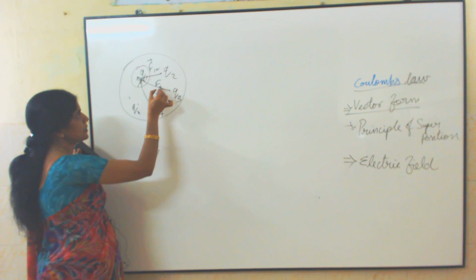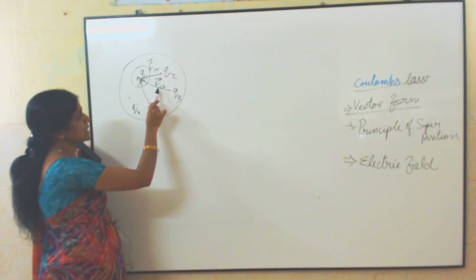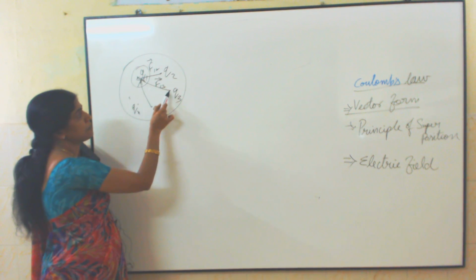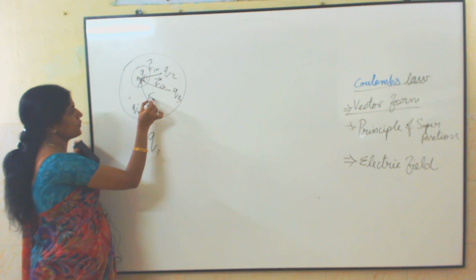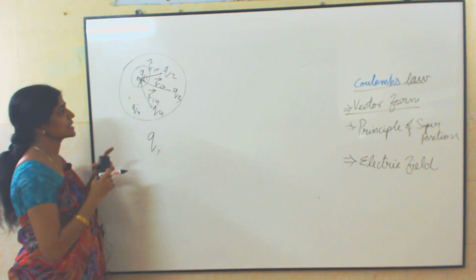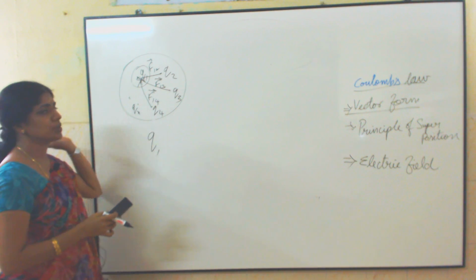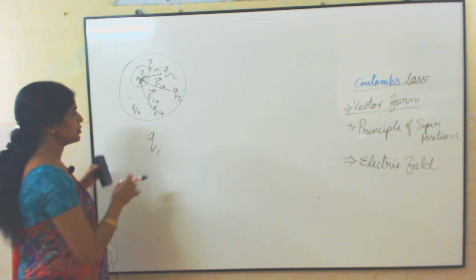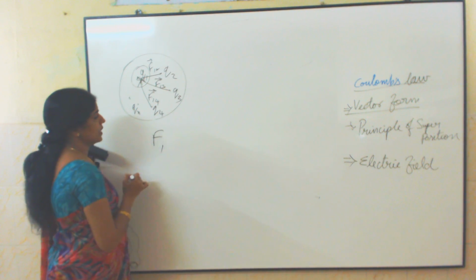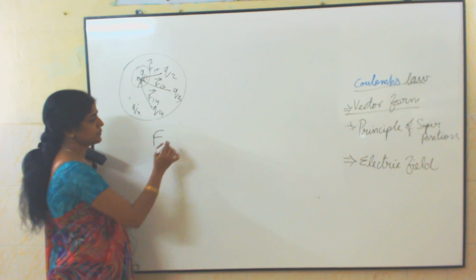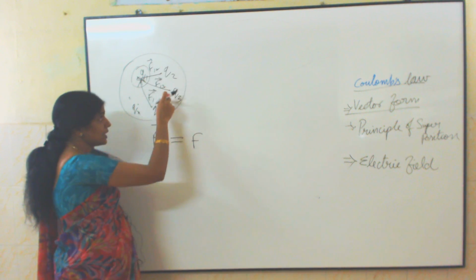Let F13 vector be the force exerted on the charge Q1 by Q3. Similarly, let F14 vector be the force exerted on the charge Q1 by Q4, up to n number of charges. So how do we find the net force? Let F be the net force acting, which is given by the vector sum of the forces exerted by all the other charges.